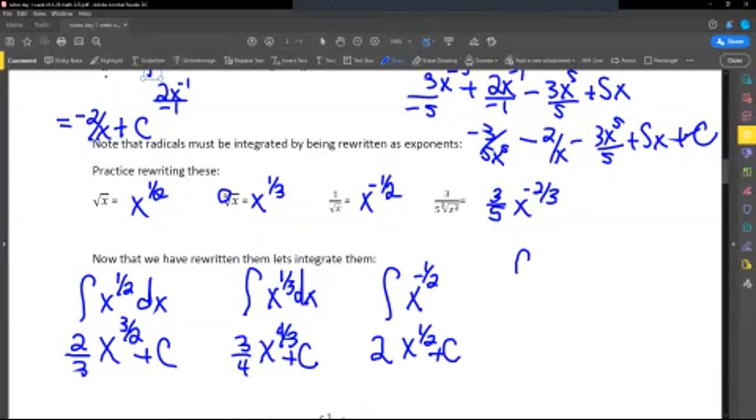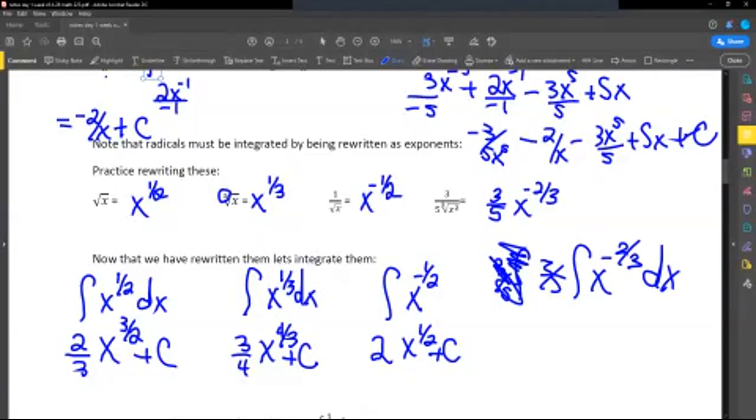All right, let's do the last one. So 3/5, I'll just put that out here. So negative 2/3 plus 1. Negative 2/3 plus 3/3 is 1/3. So it's going to be x to the 1/3. Divide by 1/3 is the same as multiplying by 3. So I end up with 9/5 x to the 1/3 plus c. Okay, so any radical you have, you're going to want to rewrite as a power, always.